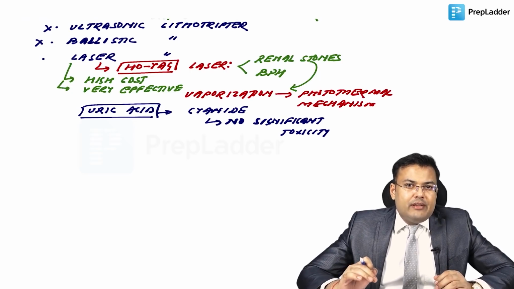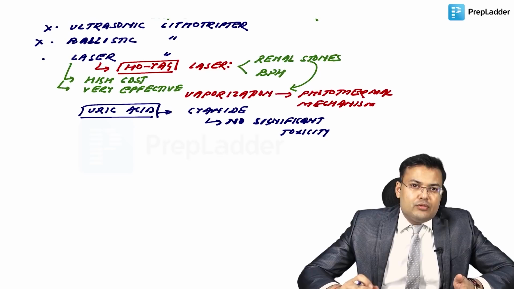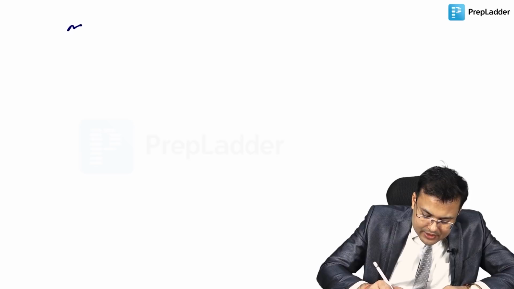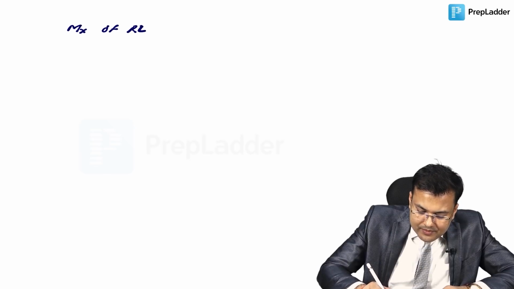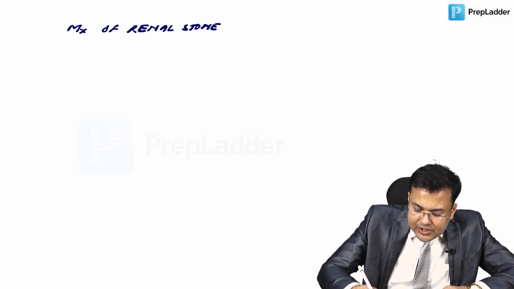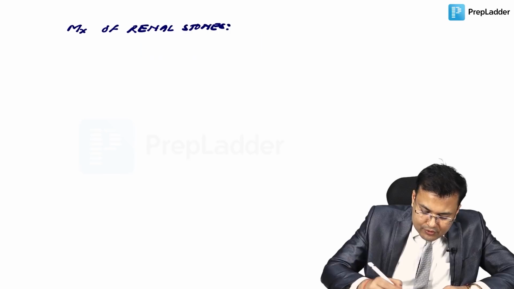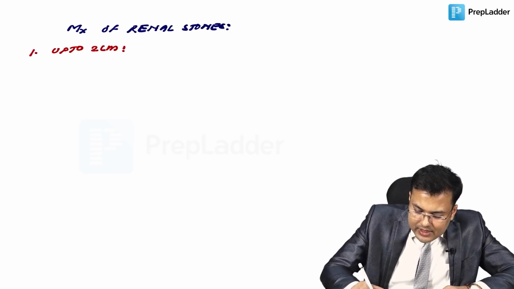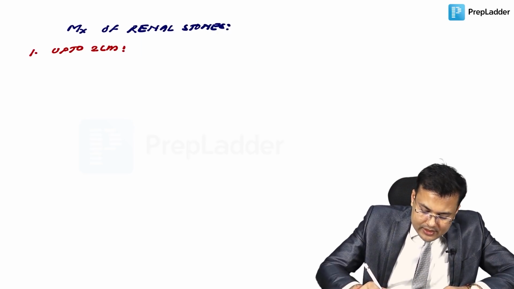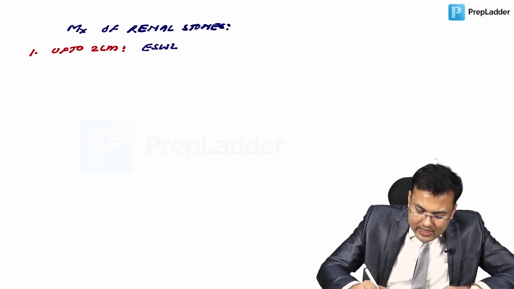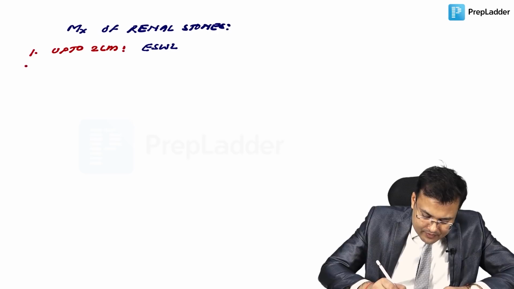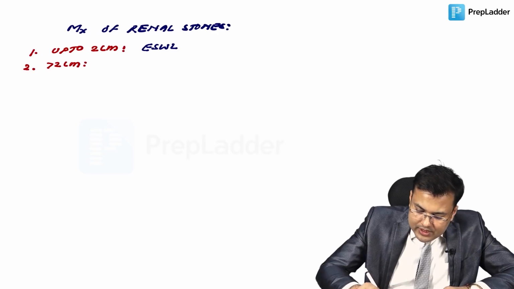In detail, we are going to discuss how to manage renal stones and ureteric stones. First, have a look at renal stones. Management of renal stones. First question: suppose the size of the renal stone is up to 2 centimeters, what is the treatment of choice? It's ESWL. And if the size of the stone is more than 2 centimeters, what is the treatment of choice? PCNL.